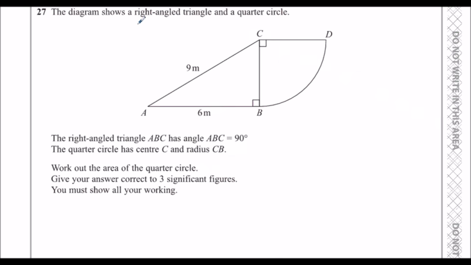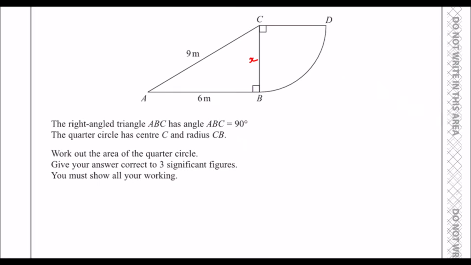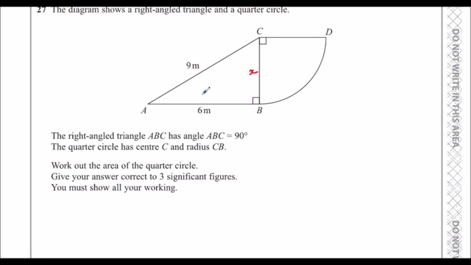So we need to use the triangle first to work out this length here, which would be the radius of the quarter circle. So if this is our x on a right angled triangle, we're using Pythagoras. So a squared plus b squared equals c squared. Or here we've got x squared plus 6 squared equals 9 squared. So the two short sides squared and added together equals the hypotenuse squared.